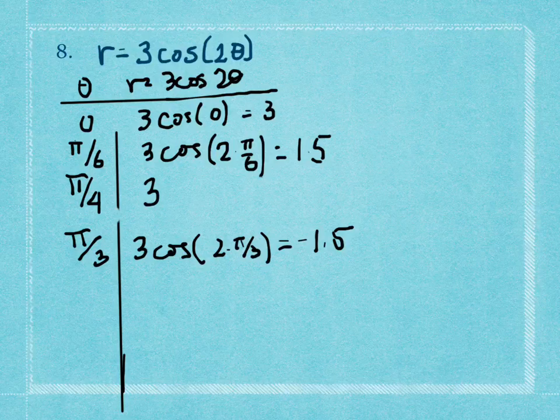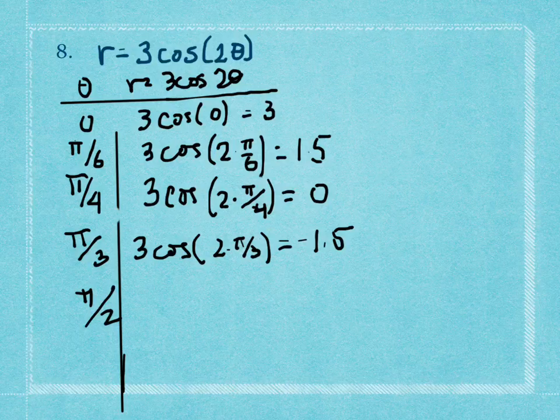If we do pi fourths, this is 3 times the cosine of 2 times pi fourths. Now, pi fourths times 2 is pi halves, and the cosine of pi halves is 0, so this is actually 0. And then we'll do pi over 2, the other one that I had before. It turns out we've got some really nice symmetries here, so we don't actually need to go all the way over to a whole pi value. If you did, it wouldn't hurt anything.